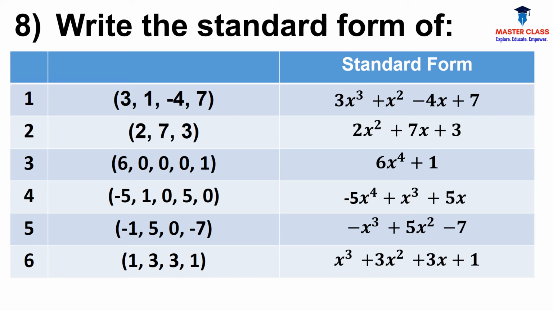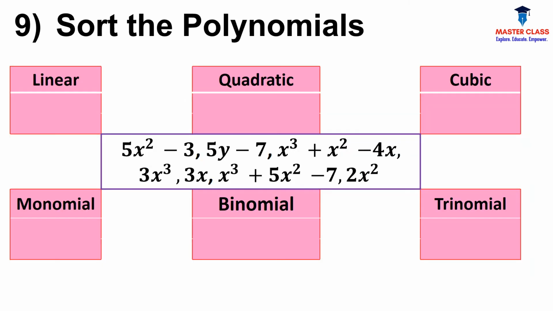It will be seen that if there are n numbers in the coefficient form, then the degree of the polynomial is n minus 1. For example, if there are 4 numbers in the coefficient form, then the degree of that polynomial is 3. In the next question, we are asked to sort polynomials according to their types, that is, whether they are monomials, binomials or trinomials.